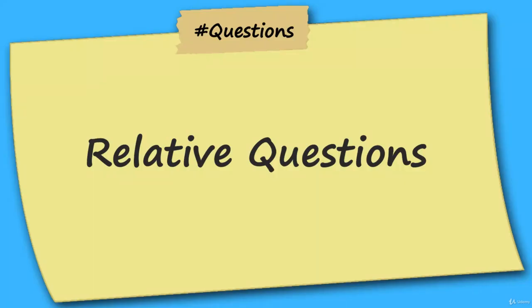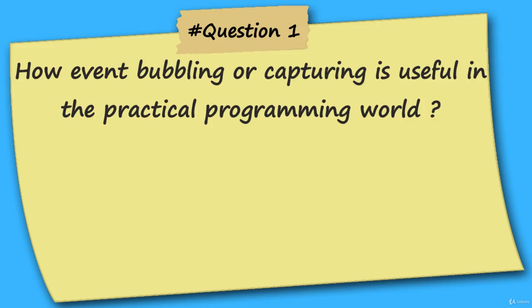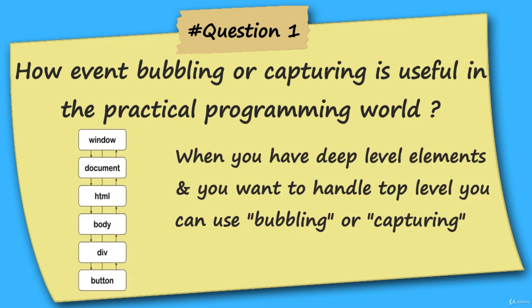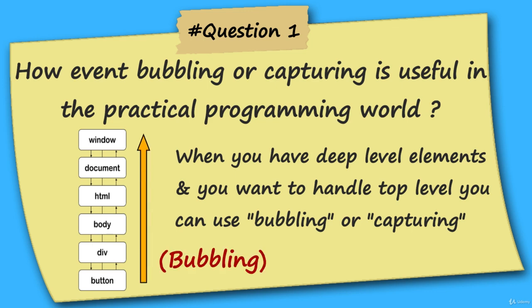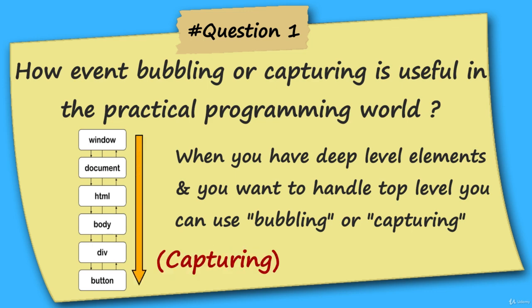Let's discuss related questions of this topic. First question, how is event bubbling or capturing useful in the practical programming world? We have already seen you can discuss this scenario that when you have deep level elements and you want to handle at a top level, then you can use bubbling or capturing. When I say deep level, that applies to bubbling, but there can be a reverse scenario where you can use capturing, where something executed on the top element should go till the end. That is also possible with capturing.